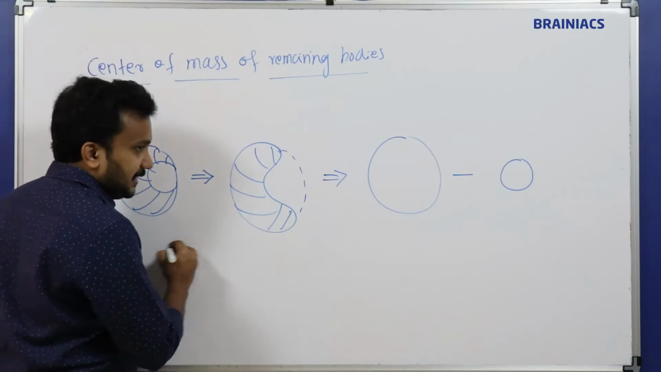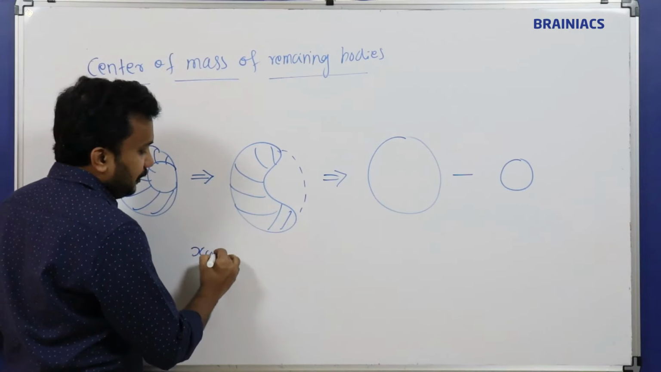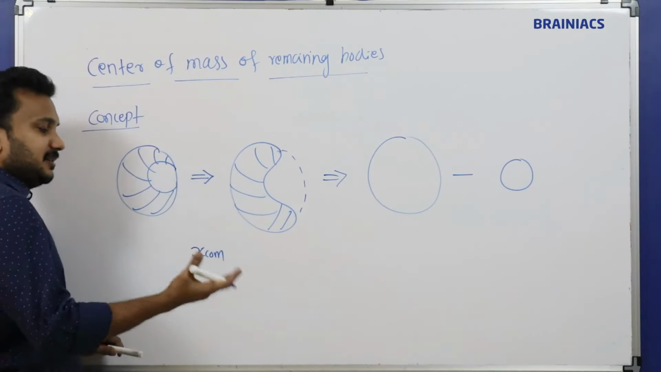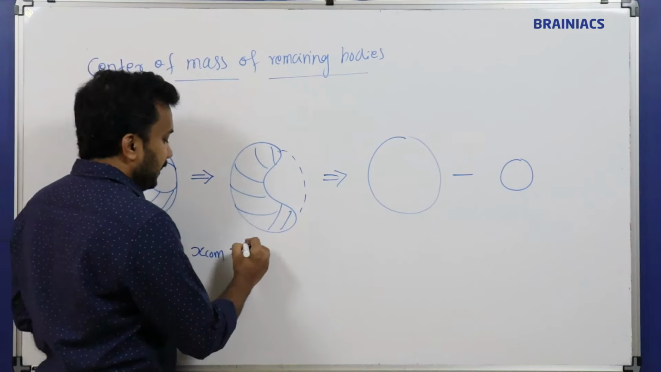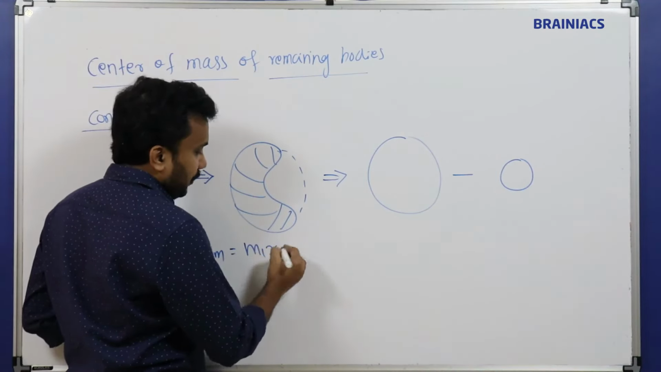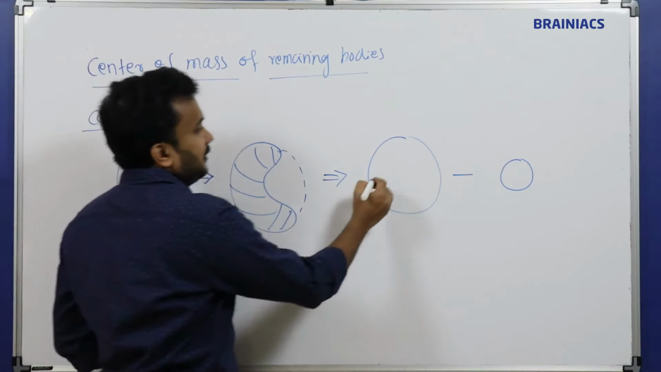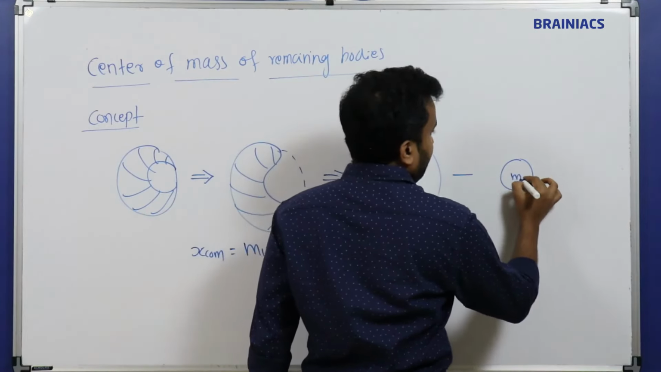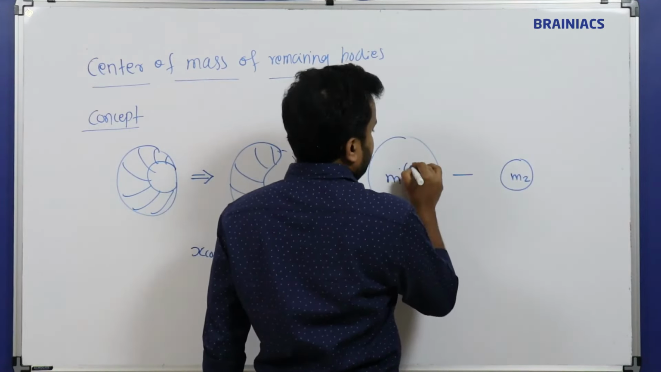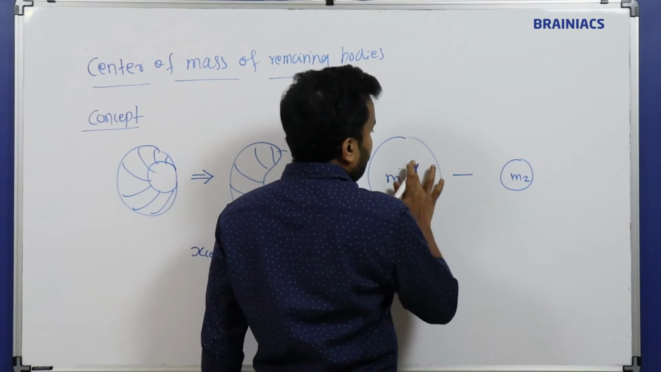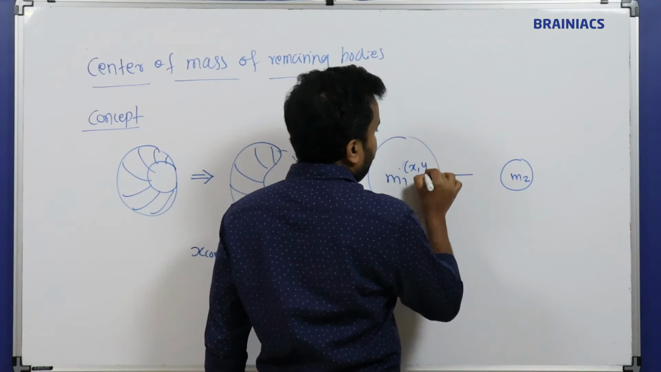If it is in the x coordinate system, then we know x COM, y COM, z COM. For x, it is m1 x1. M1 is the first body. So let me assume this is m1 and m2. The center of mass of this is located at the point x1, y1.